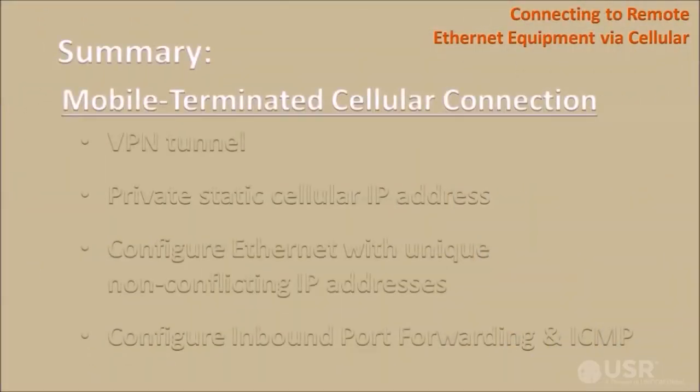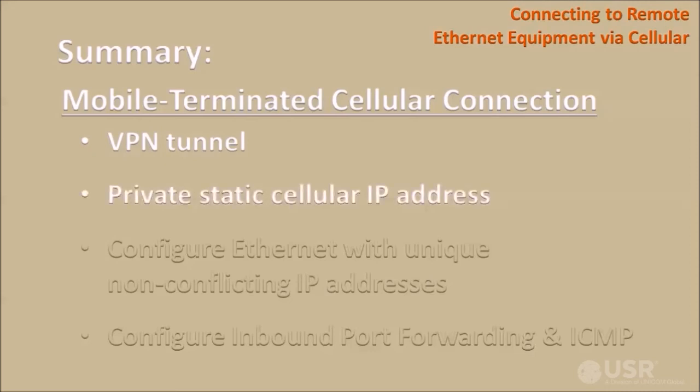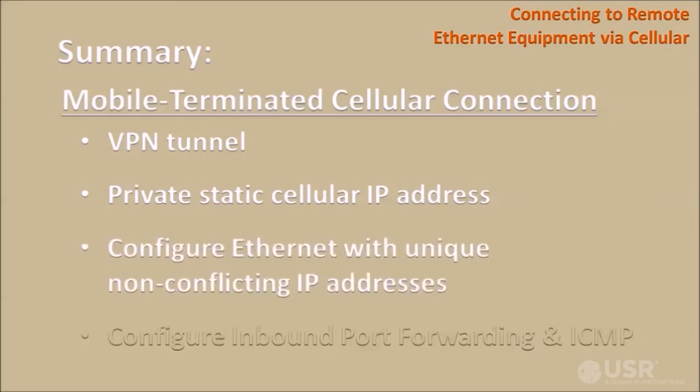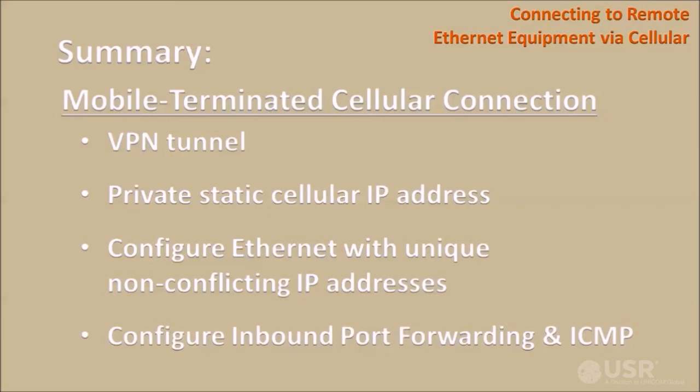In this video, I've explained how to set up and test a cellular M2M system to make mobile terminated connections to remote target equipment. The setup requires a VPN tunnel connecting the terminal to a private cellular network and a cellular gateway that's provisioned with a static IP address. The gateways and the target equipment's IP addresses must be selected according to basic networking principles, and the cellular gateway must be configured for inbound port forwarding and ICMP.